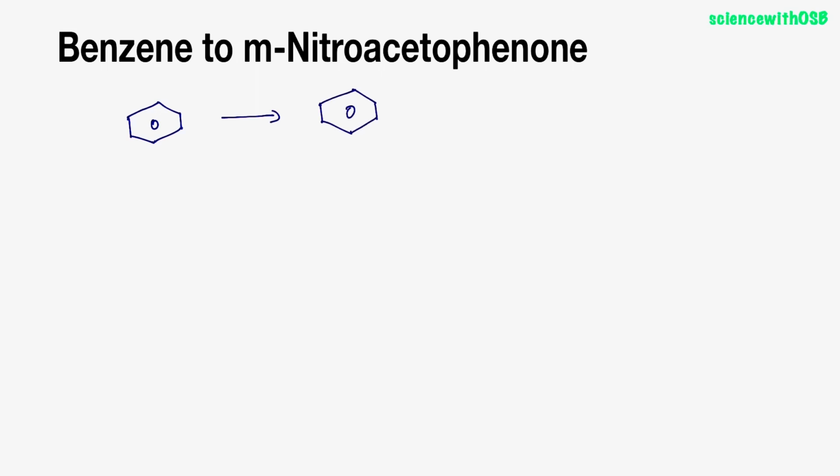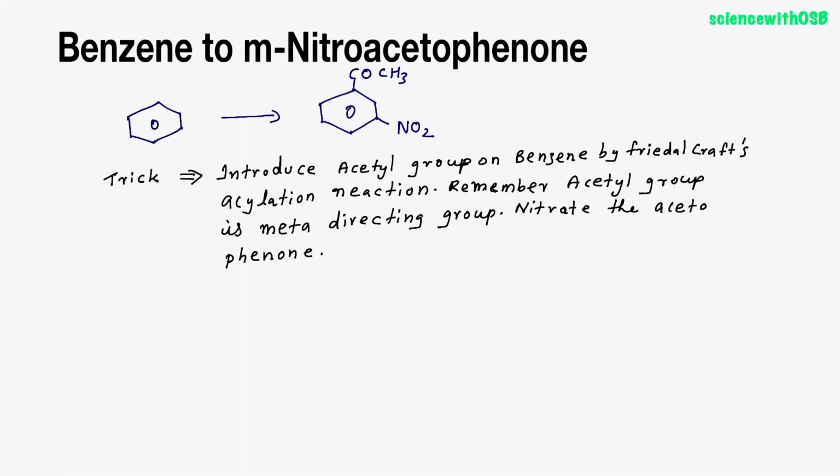Metanitroacetophenone. Okay, so benzene, COCH3, and in the meta position you have a nitro group. Before starting the conversion, you have to make a strategy to follow. If you check the product, you can see an acetyl group, right? So introduce the acetyl group on benzene by Friedel-Crafts acylation reaction.